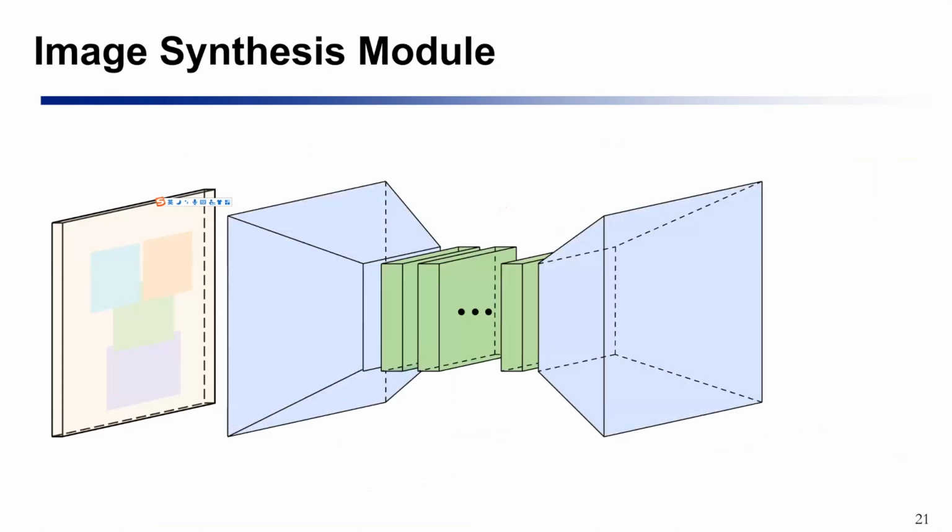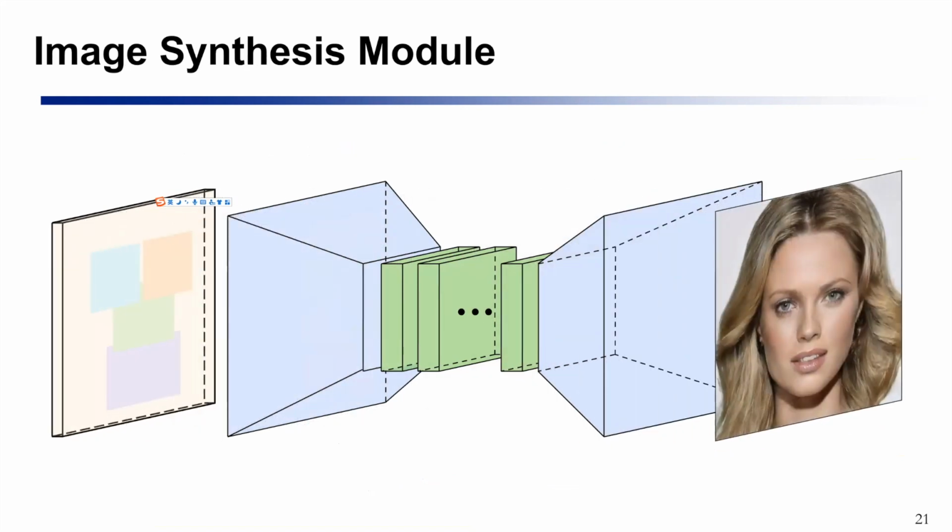Given the combined feature maps, the image synthesis module converts them to a realistic face image. We use the conditional generative adversarial network, the conditional GAN architecture, for this task, which takes the feature maps as the input to generate the realistic image.